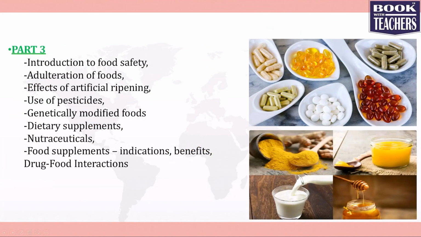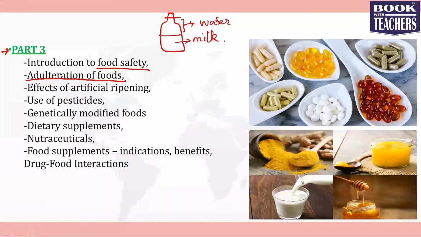Coming to part 3. So in part 3 we'll be learning about food safety, adulteration of food. Now what does adulteration of food mean? The most common example is, suppose there is milk, okay, in this container. Now this much is milk, but to make up the complete bottle volume, what some people do, they add water to it. So this means that they are adulterating the pure milk with water. So just like this, there are various foods which are being adulterated. So all this adulteration of food we'll be learning in part 3 as well.